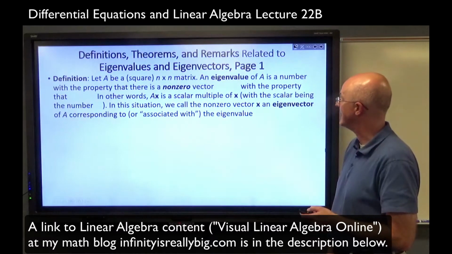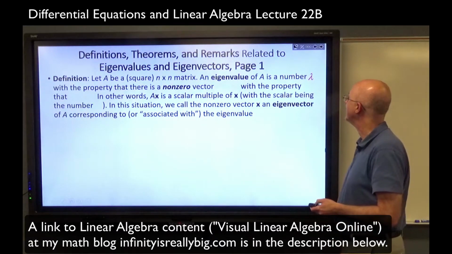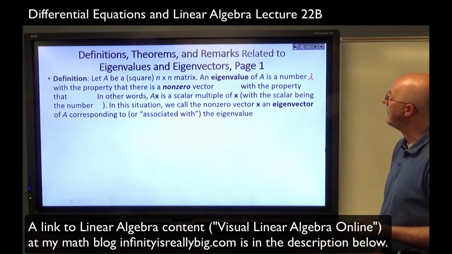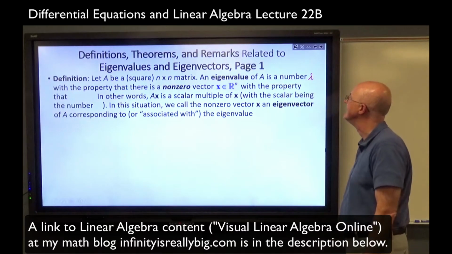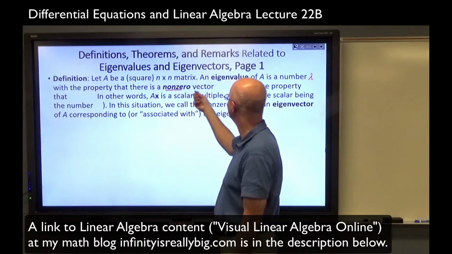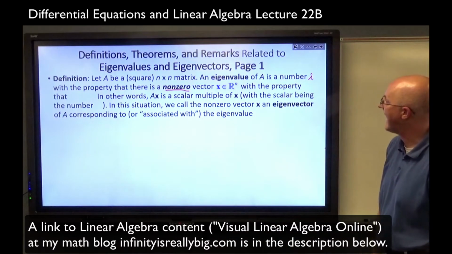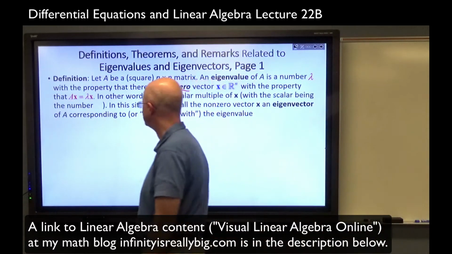All right, definition. Let A be a square n by n matrix. An eigenvalue of A is a number that we typically, traditionally call lambda, with the property that there is a non-zero vector x in Rn. Emphasis on the word non-zero. Gotta be non-zero. With the property that, as we've seen, A times x equals lambda times x.